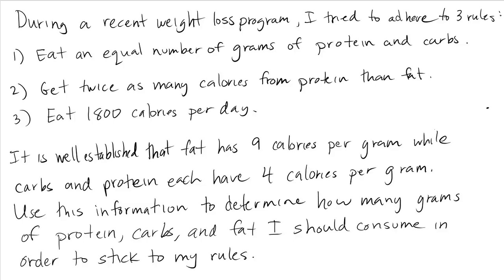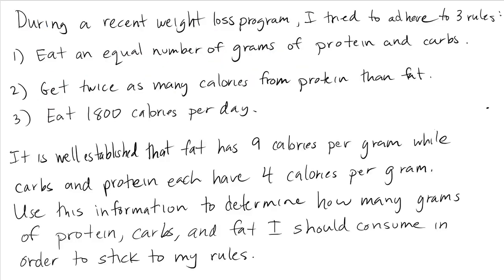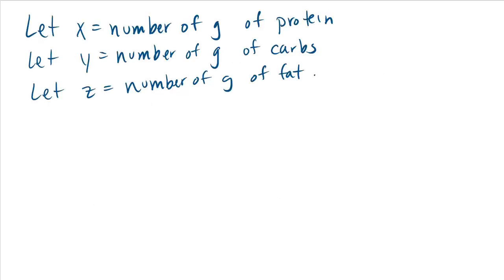First, I need some variables. The goal of the problem is to determine how many grams of protein, carbs, and fat I should consume, and so that's what I'm going to let my variables represent. Let's go back to the problem. My first rule was that the number of grams of protein and carbs should be the same. That equation is pretty straightforward. The number of grams of protein should be equal to the number of grams of carbs. So x is equal to y.